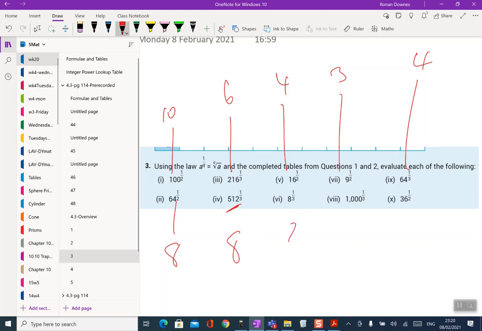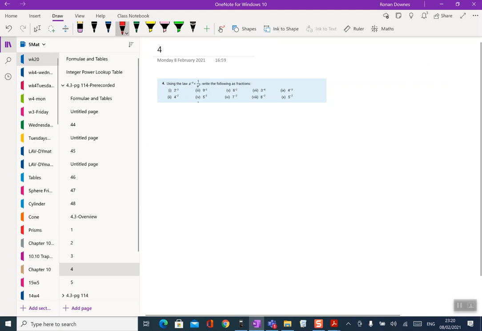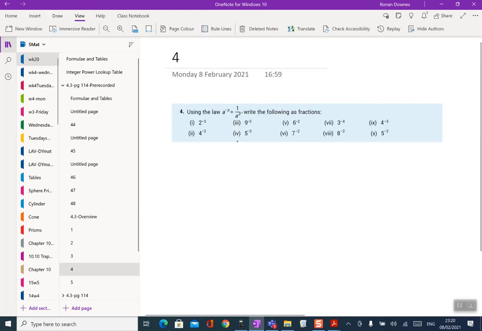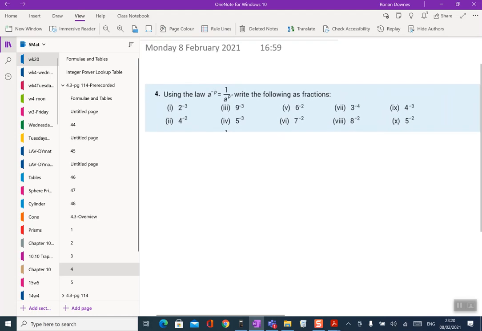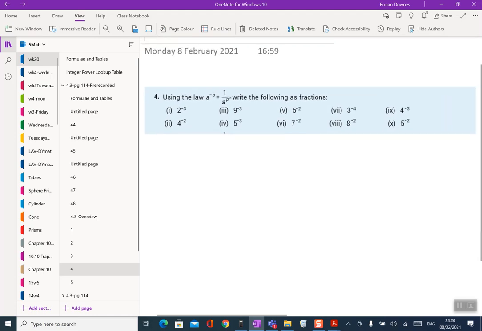Sure, we just did it. 2, 10, and 6. Okay. Write it as fractions. So the first thing we'd get is 1 over 2 to the 3. And if they want it as just a fraction, we'd write that.